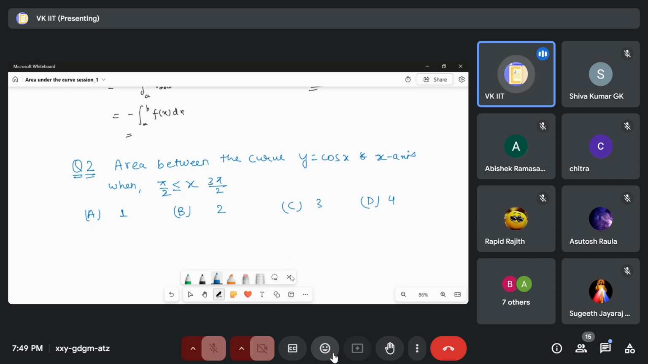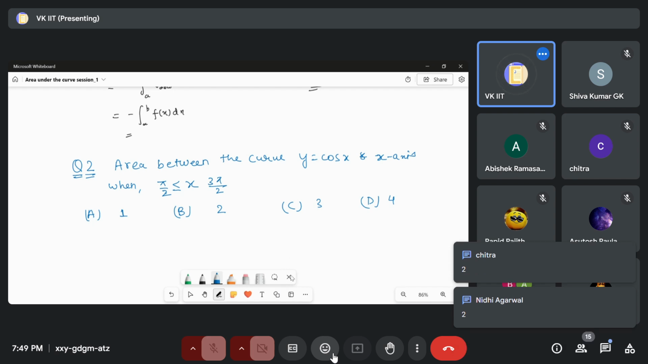Just draw the curve quickly and integrate it. Now, how are you getting different answers? I just told you, two. Nidhi is saying two. Chitra is saying two.